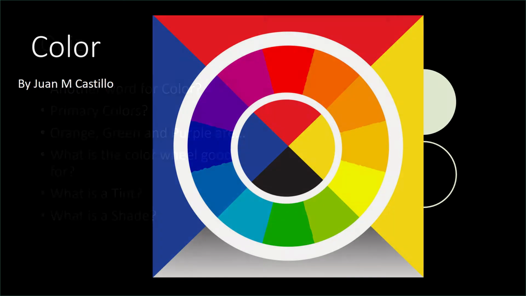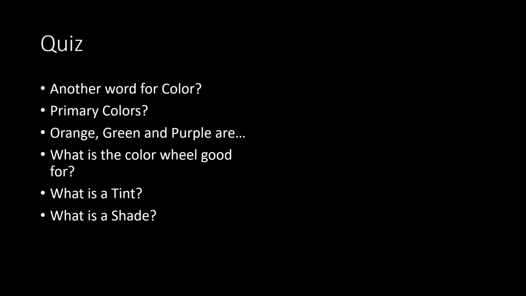So let's move on. Before we go on, let's take a little quiz. Do you know another word for color? It is hue. Which are the primary colors? These are red, yellow, and blue. So that makes orange, green, and purple the secondary colors.